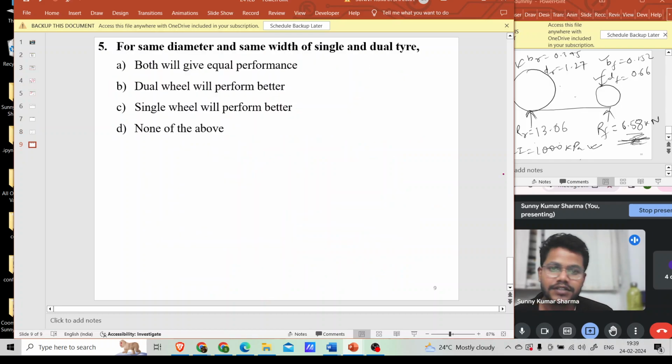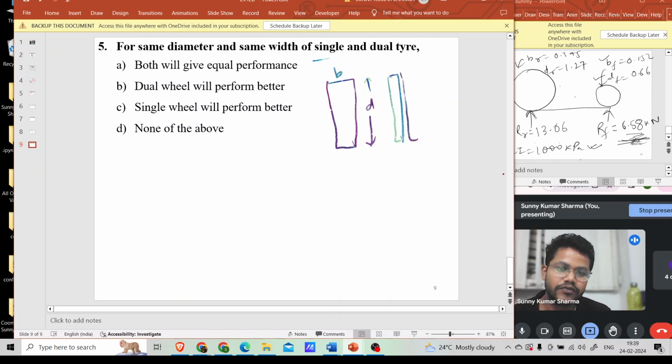Okay, for the same diameter and same width of single and dual tire, if this is a tire of width B and diameter D, and this is another tire of the same width, means this is B1 and B2, so B1 plus B2 is B, and it also has the same diameter. Then which will perform better?